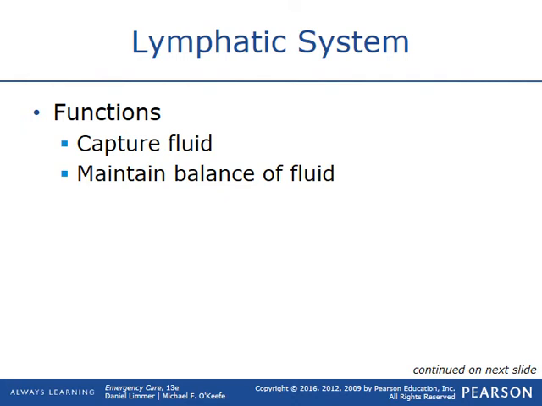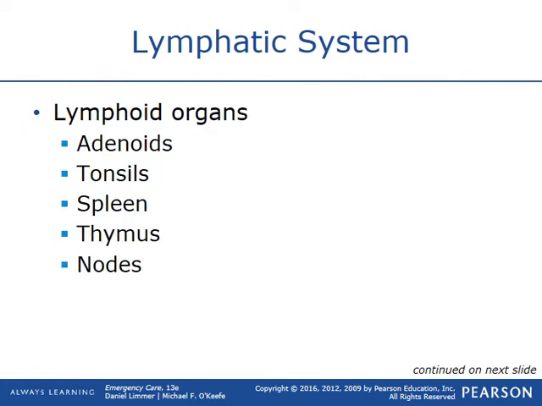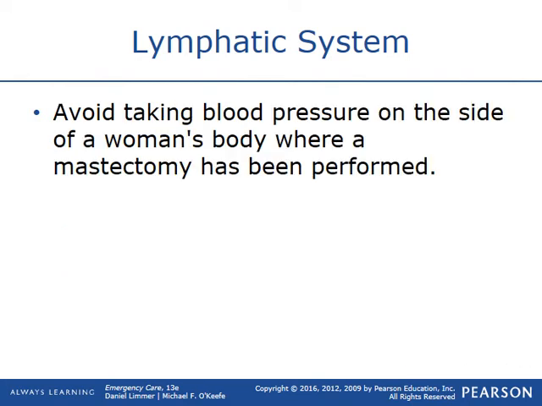Your lymphatic system, its function is to capture fluid and maintain that balance of fluid. The lymphatic system is comprised of the lymphoid organs, such as your adenoids, the tonsils, the spleen, the thymus, and the nodes. As a note, remember to avoid taking blood pressures on the side of a woman's body where she had a mastectomy performed.